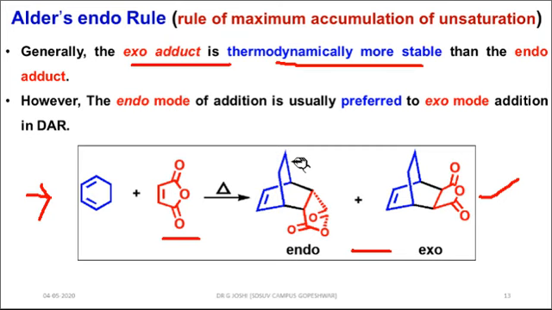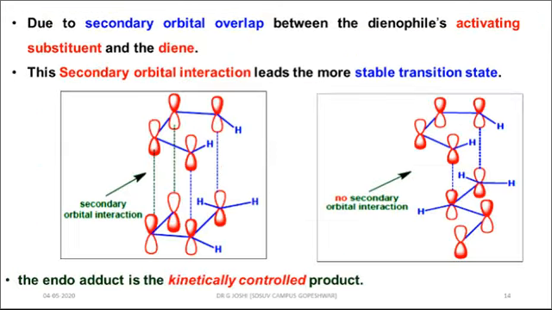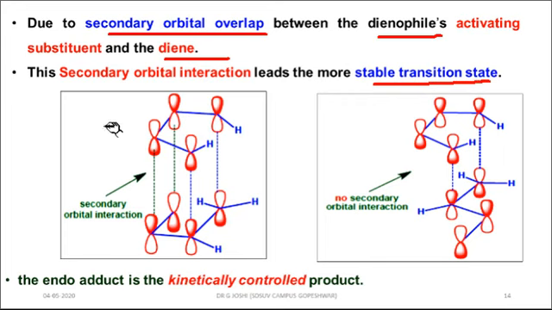This is because in the endo approach, a secondary orbital overlap between the dienophile activating substituent and the diene takes place. This secondary interaction leads to the formation of a stable transition state, as can be seen in this example.